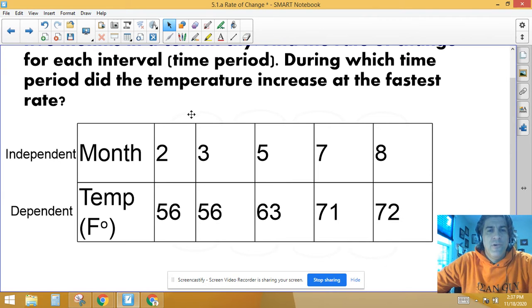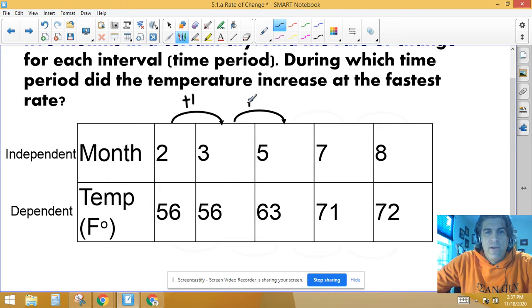So now all we want to do is figure out what's the change from 1 month to the next. So from 2 to 3, what's that change? It's just going up 1. From 3 to 5, oh man, I'm throwing a curveball at you now. It's 2. 5 to 7, that's just up another 2.